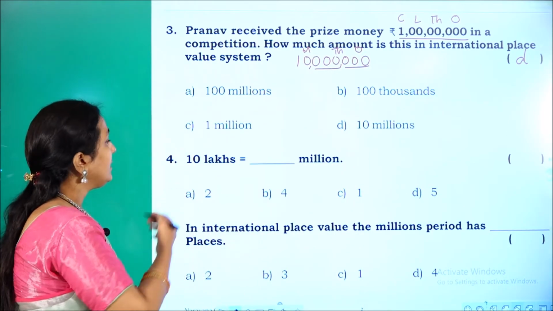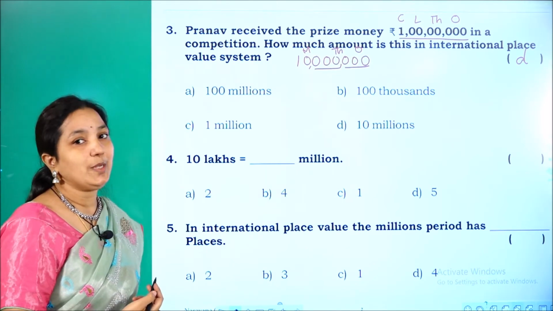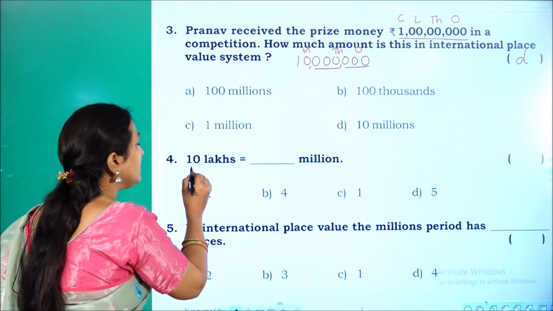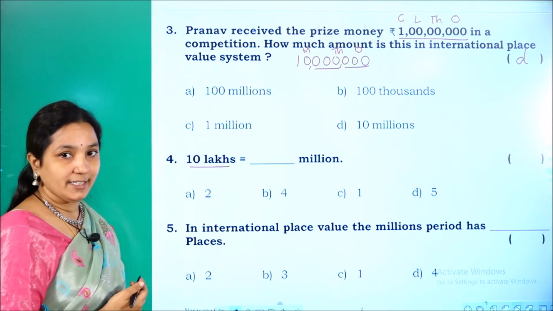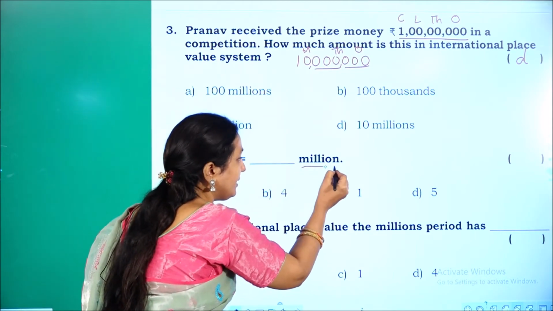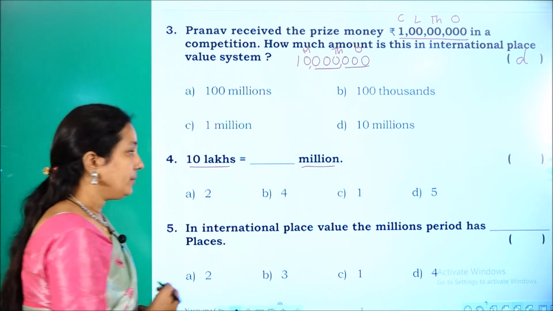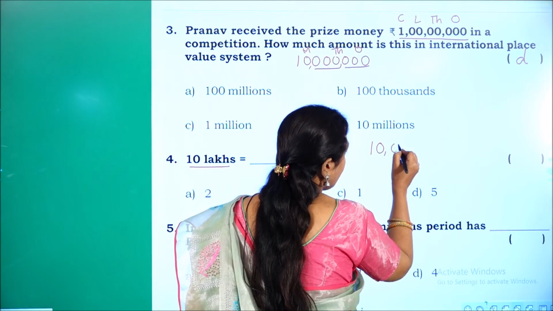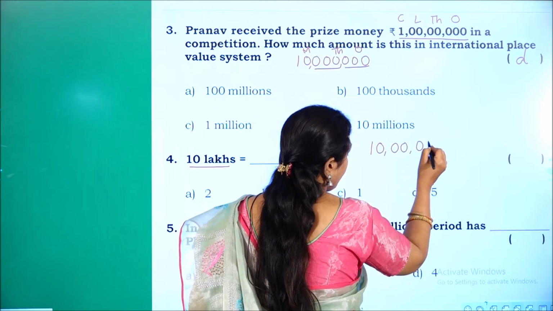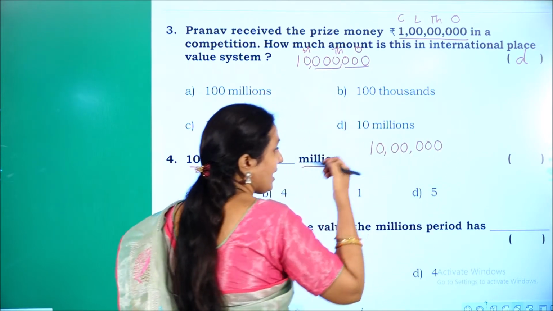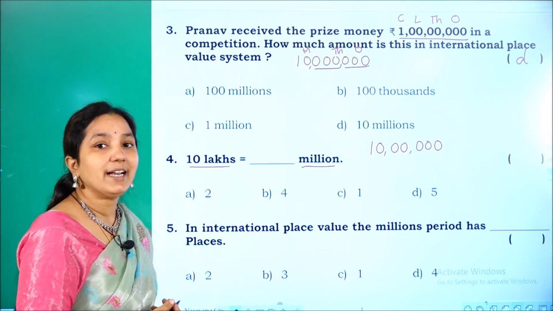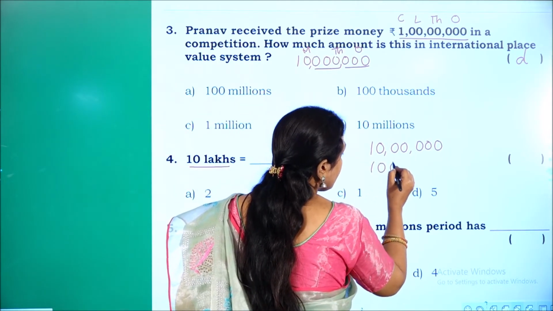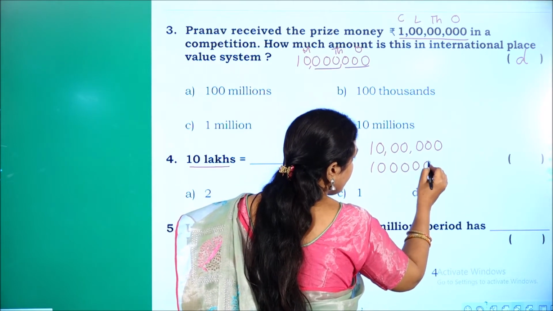Okay, next one. 10 lakhs equal to dash million. Again, here this will be the Indian system, and this is international place value. So how to write the 10 lakhs? First write the 10 lakhs. Same number I am taking without commas. Just 10 lakhs I am writing here.